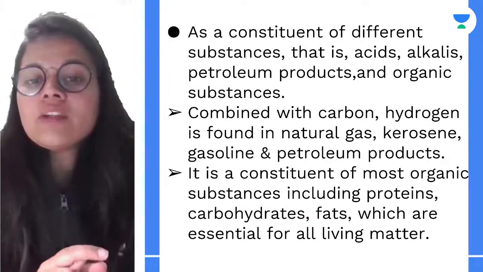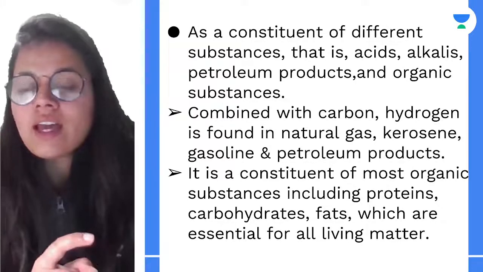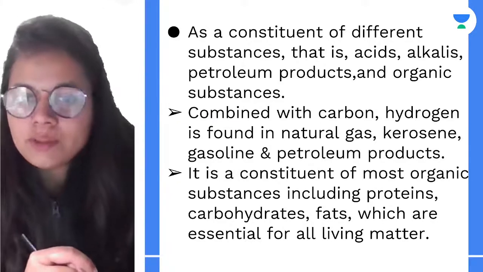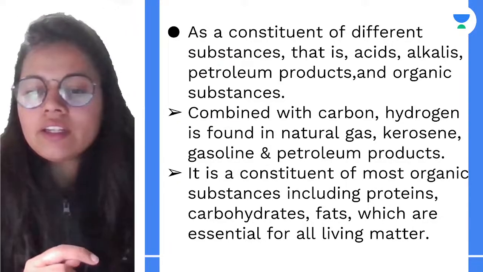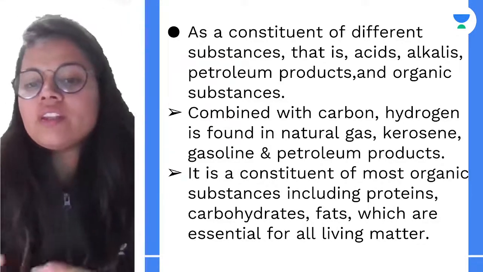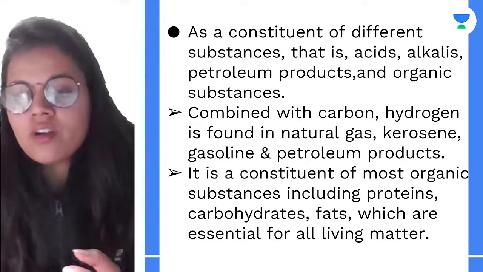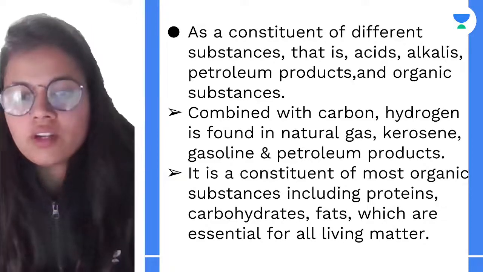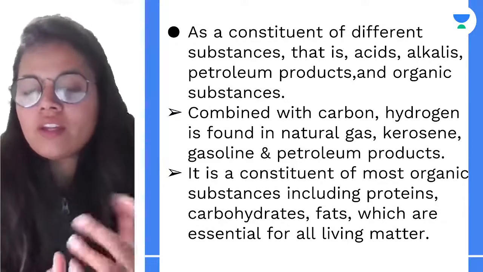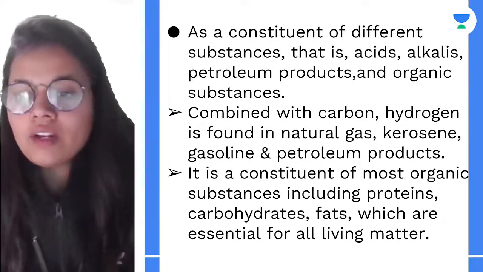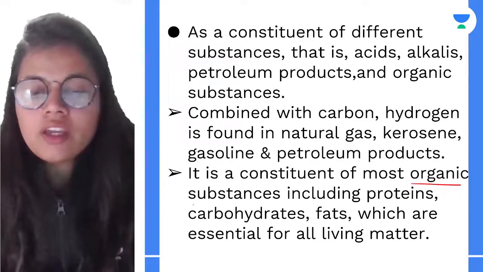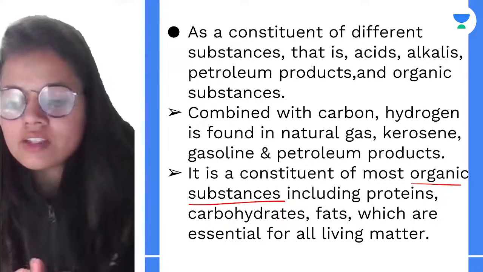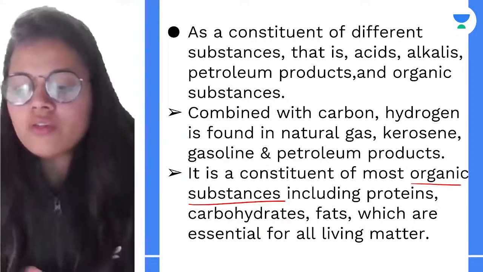Next, it is present in different substances such as acids, alkalis, petroleum products and organic substances. It is also combined with carbon, or found in natural gas, kerosene, gasoline and petroleum products. Next, it is present in organic compounds. So we have proteins, carbs, fats, etc., which are essential for us. Hydrogen is also found there.